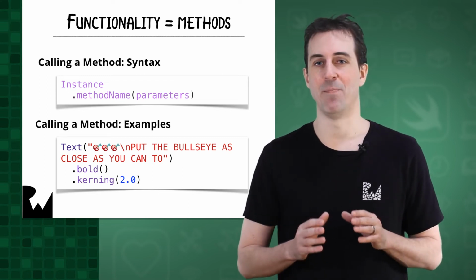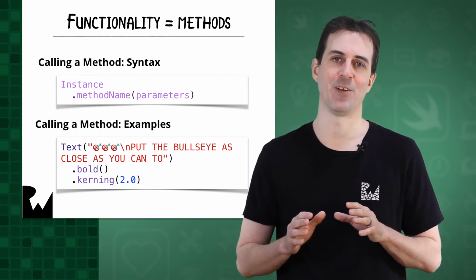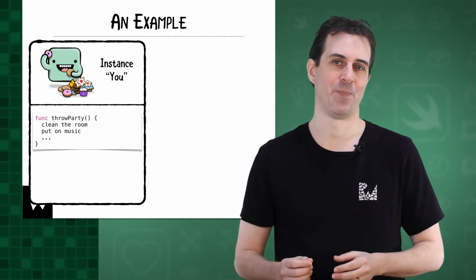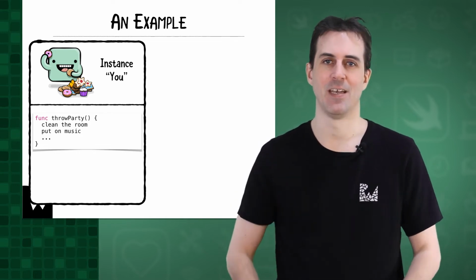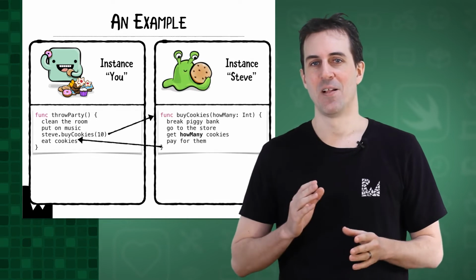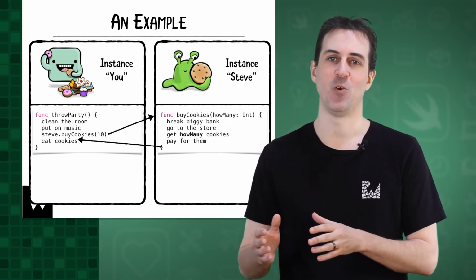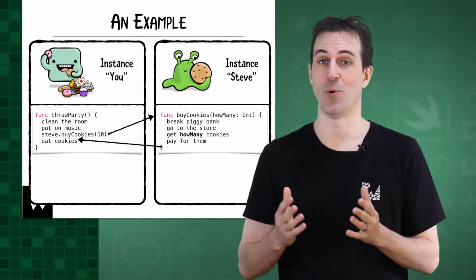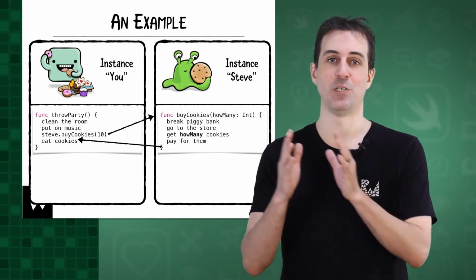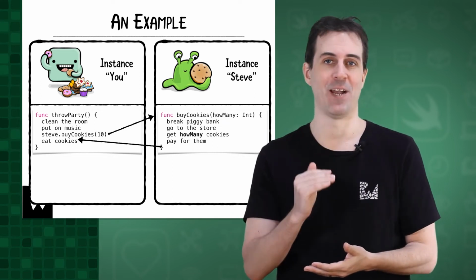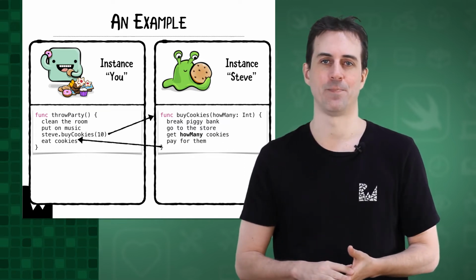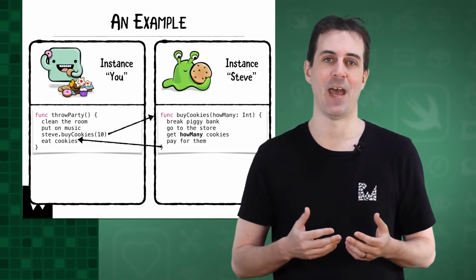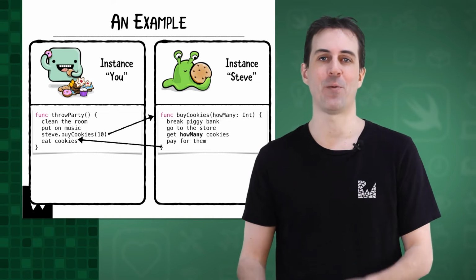The concept of methods may still feel a little bit weird for you, so let's take a look at an example. You, or at least an instance named you, want to throw a party. You clean the room, you put on some music, but you forgot to buy some cookies. Fortunately, you've invited the instance named Steve, who happens to live next door to a convenience store. So you call a method on Steve, asking him to please bring you some cookies. The computer now switches to the instance of Steve and executes the commands from his buy cookies method, one by one, from top to bottom. When the buy cookies method is done, the computer returns to your throw party method and continues with that, so you and your friends can eat the cookies that Steve brought back with him.